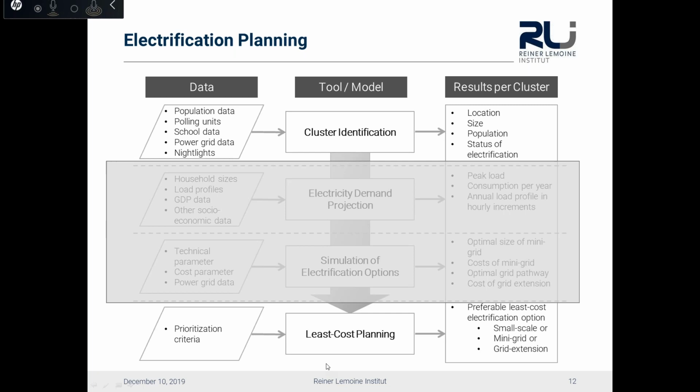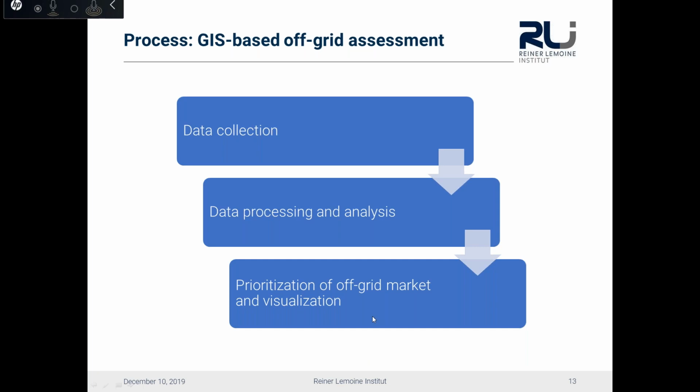Within a World Bank IFC project, we developed a prioritization of the off-grid market in Tanzania, which we did in three steps. First is always data collection, then data processing and analysis, and then we have results which we could either prioritize or visualize. We feel that the visualization of spatial data in the form of maps is a very helpful tool for all stakeholders to be part of the discussion when we talk about where we actually have off-grid areas and how they can be characterized.